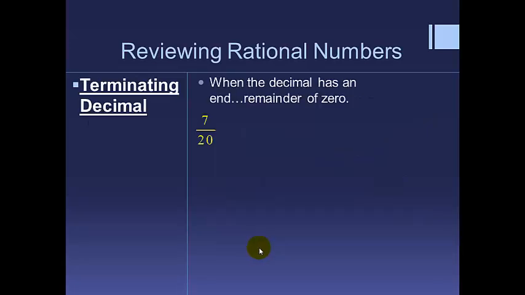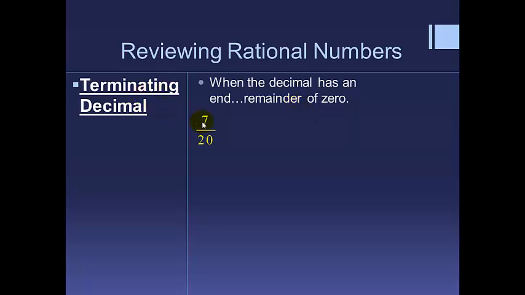So one of the things that we do with fractions is we change them to decimals. So when the decimal has an end, we call that a terminating decimal. So it has no remainder. It will end in 0. So let's show how that looks.